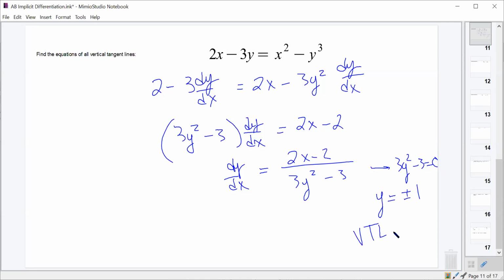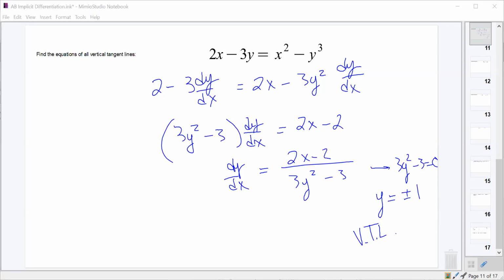But are those the equations of the vertical tangent lines? Those are not equations of vertical lines, right? Those would be equations of horizontal lines if we use those. So how do we find the appropriate x value for the vertical tangent line? Do we plug it back in? Yep, we've got to plug it back into our original equation.